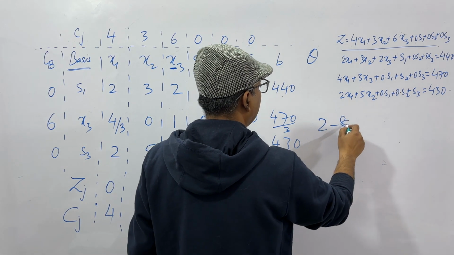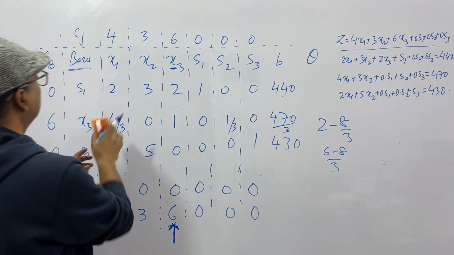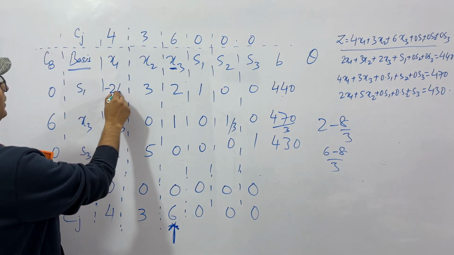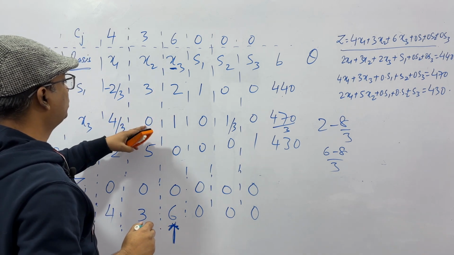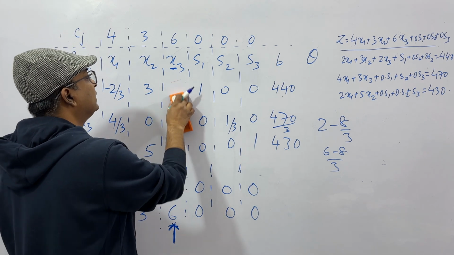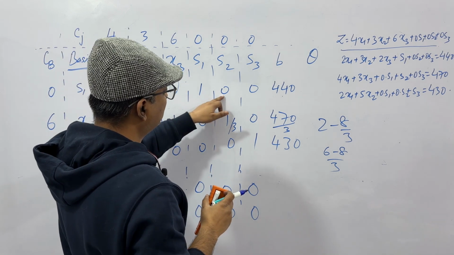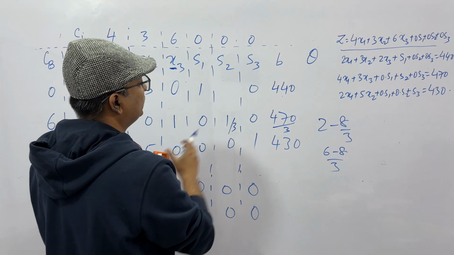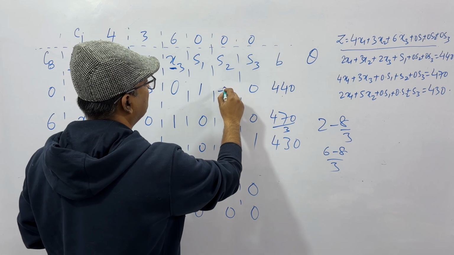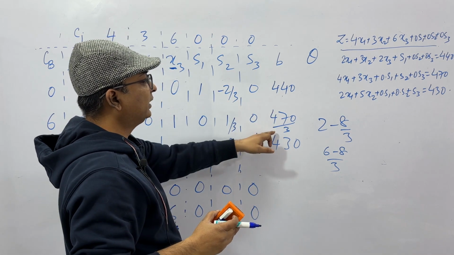Row 1: this 2 minus 2 of this, that is 2 minus 8 by 3. This is 6 minus 8 by 3, so this term will be minus 2 by 3. 3 minus twice of this, so it remains 3. 2 minus twice of this, so this becomes 0. 1 minus twice of this, the same. 0 minus twice of this, so this becomes minus 2 by 3. 0 minus 0, nothing.